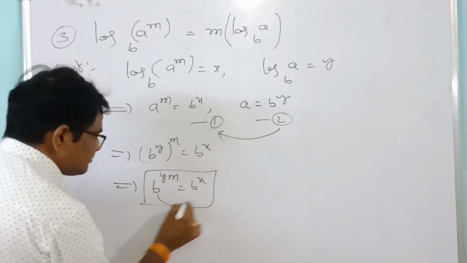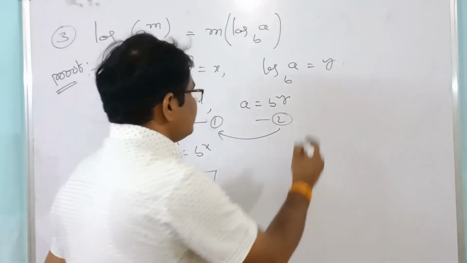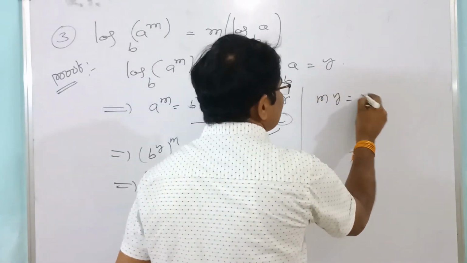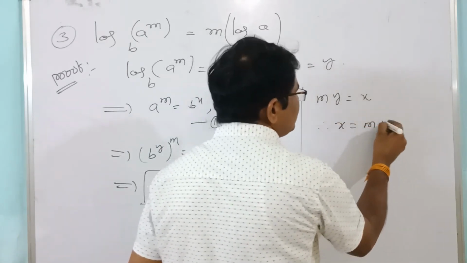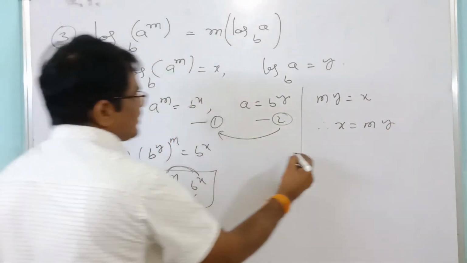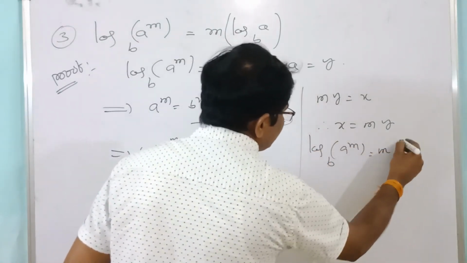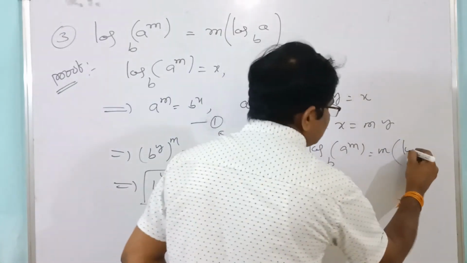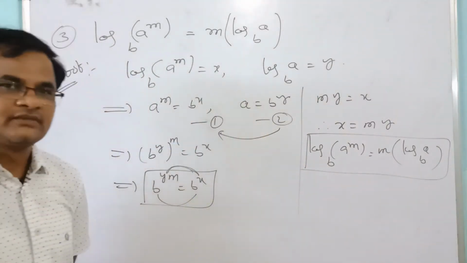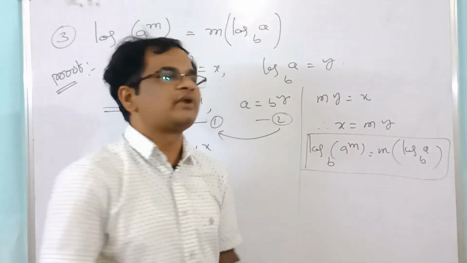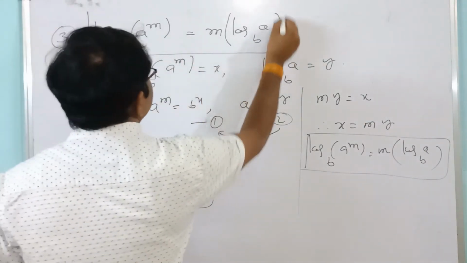Once you observe this, the bases are the same, so we can equate the powers. That means m into y equals x. Therefore, x equals my. So log of a power m to the base b equals m into y, which is m into log a to the base b. So this is our final condition. How to apply this property on problems? That is important. This is the third property.